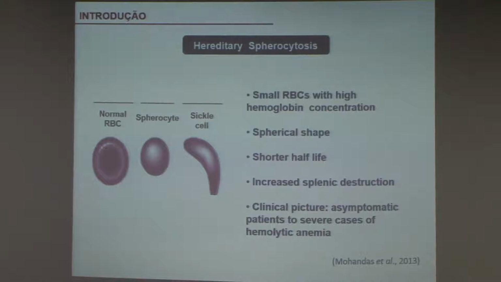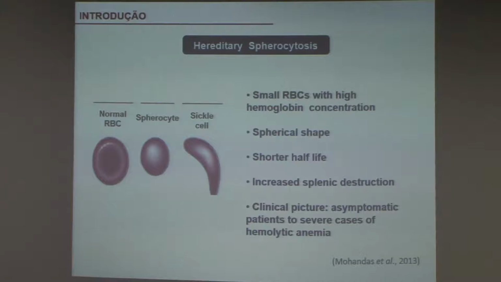And there is another hereditary hemolytic anemia, called hereditary spherocytosis. It's characterized by small red blood cells with high hemoglobin concentration, with a spherical shape, called spherocytes, with a shorter half-life and increased splenic retention, and the clinical picture is very variable too, from asymptomatic patients to severe cases of hemolytic anemia.